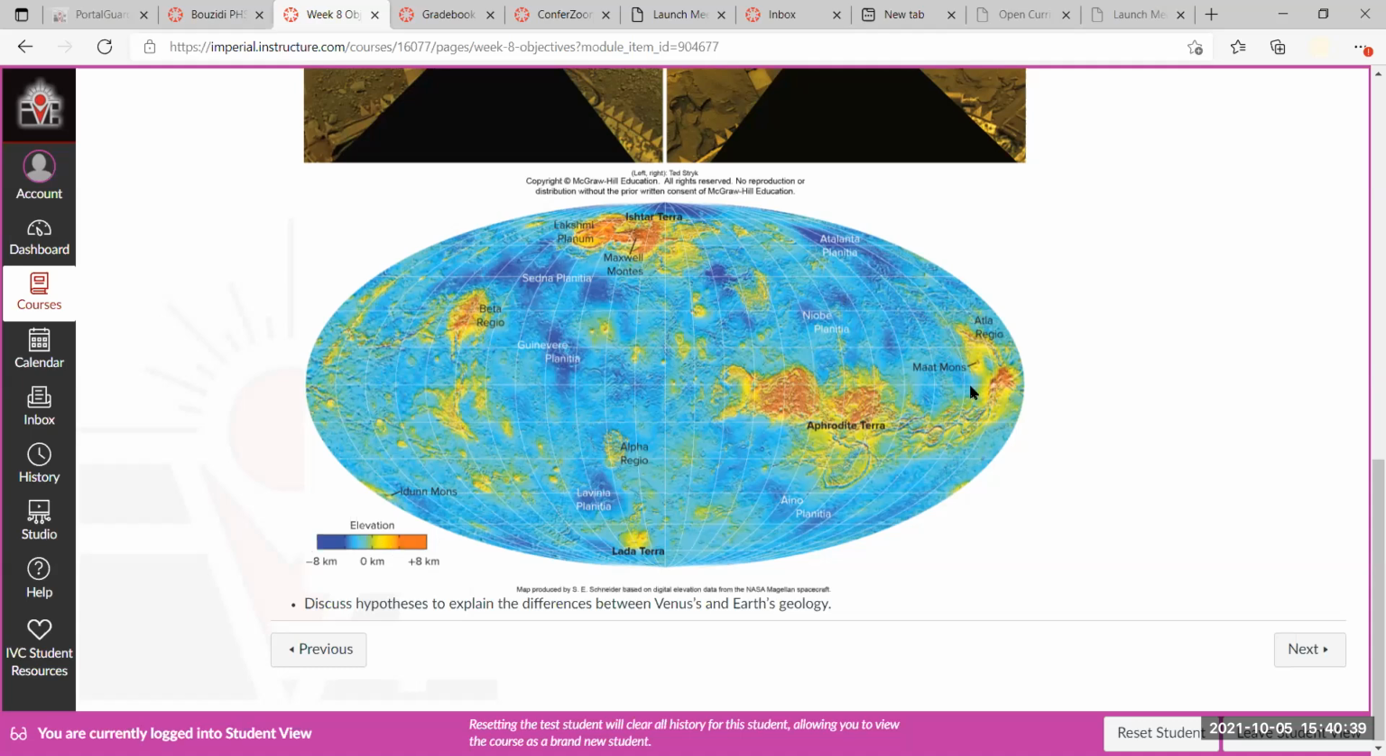All of these names that you see here are actually after famous women, whether from history or mythology, with the exception of this highland here, Maxwell Mountains. Other than that, that's how all of these features are named. And again, the topology doesn't look too different.